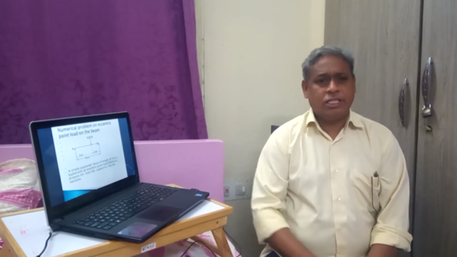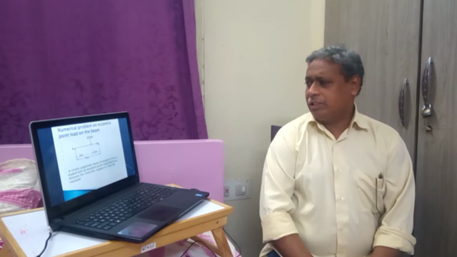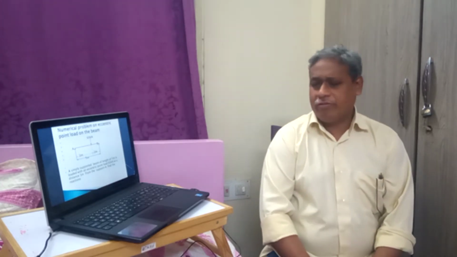Similarly, we have seen a case of eccentric load, that is 60 kilonewtons, and we have seen the reactions as 40 and 20. We have seen reactions in the ratio of 3:2. That is, RA will be in the ratio of 2 units, RB will be in the ratio of 3 units. That is, 60 divided by 5 is 12, and this RA will be of 2 units.